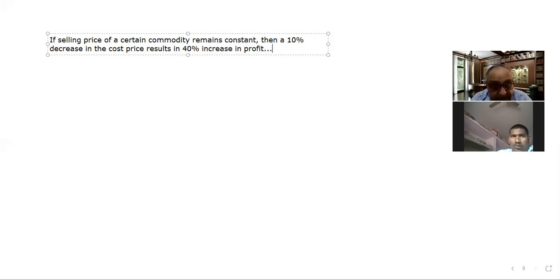We need to find the actual percentage profit. So that is the question which you have to solve. Selling price of a commodity remains constant and a 10% decrease in the cost price results in a 40% increase in the profit. So find the actual percentage profit.